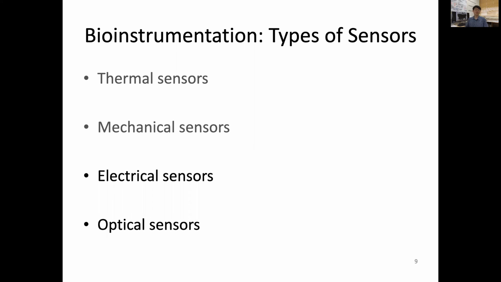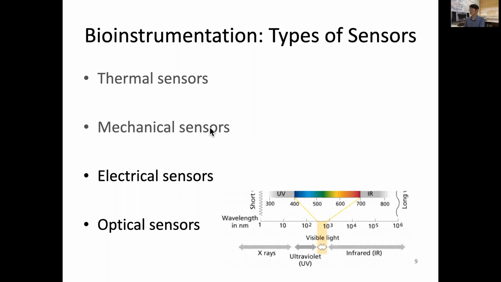Hi, now let's discuss the remaining types of sensors for bioinstrumentation: electrical sensors and optical sensors. First, I want to describe the electromagnetic spectrum, which is shown in this rough diagram, from shorter wavelength to longer wavelength. All electromagnetic waves are produced by electron acceleration, especially periodical motion.